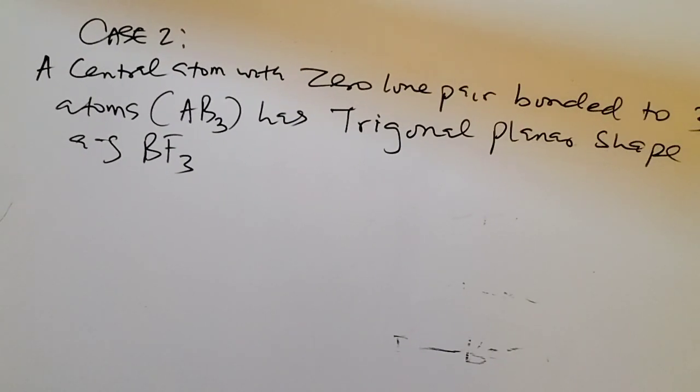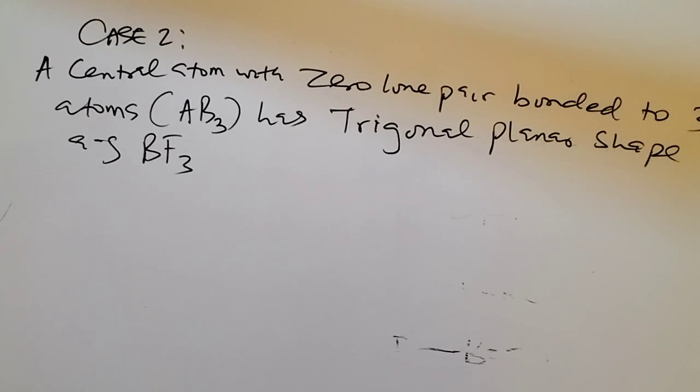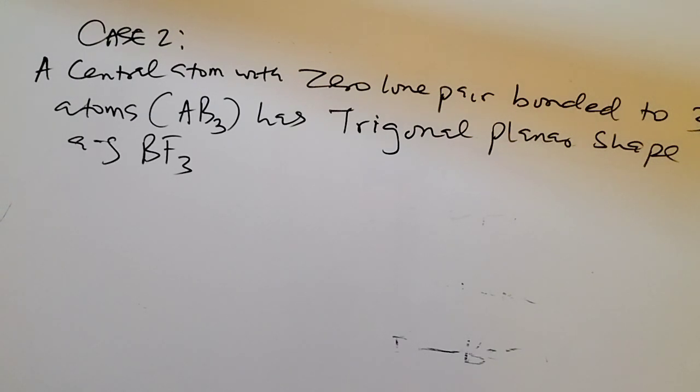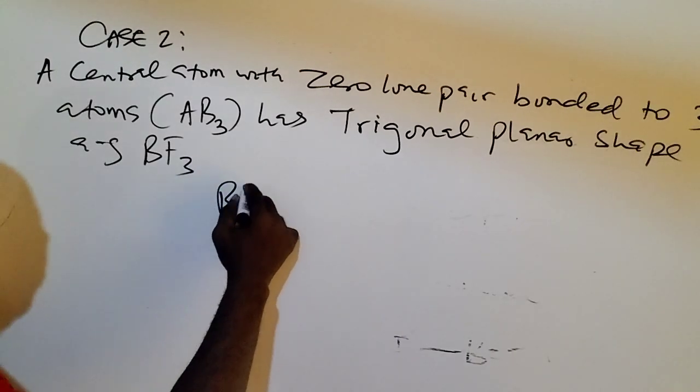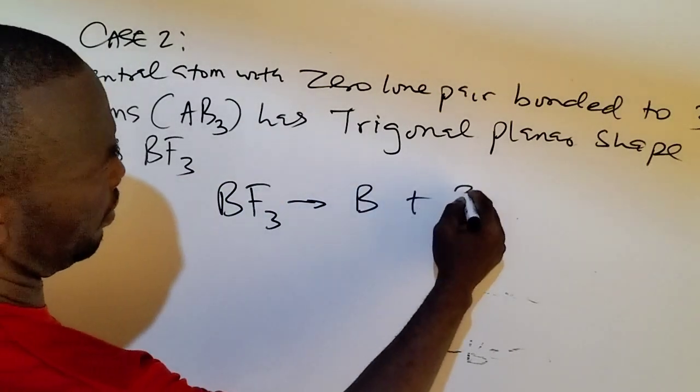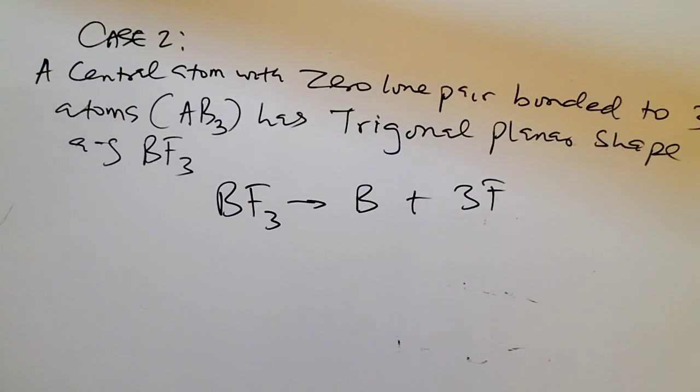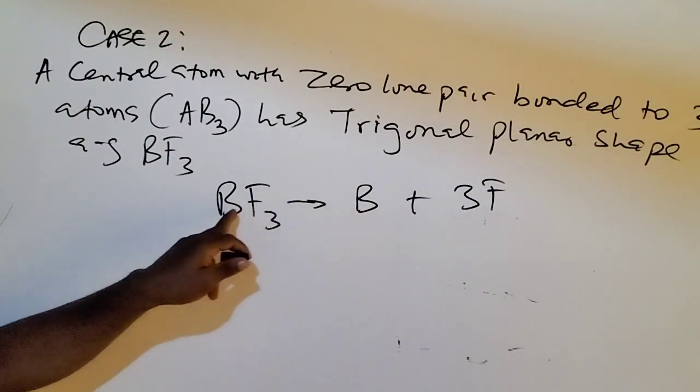So case 2, the solution will have a central atom with 0 lone pair bonded to 3 atoms. A central atom with 0 lone pair bonded to 3 atoms, with the general formula AB3, has a trigonal planar shape. Example, boron trifluoride. Let's see how true it is. In this molecule, the bonding is between boron and 3 atoms of fluorine. Boron is the central atom because it is only 1 atom in the molecule.